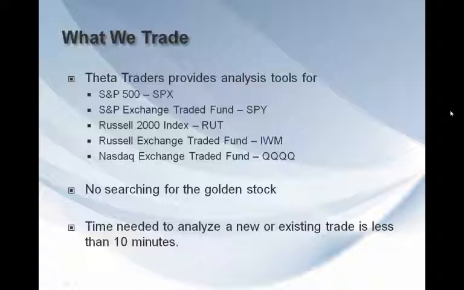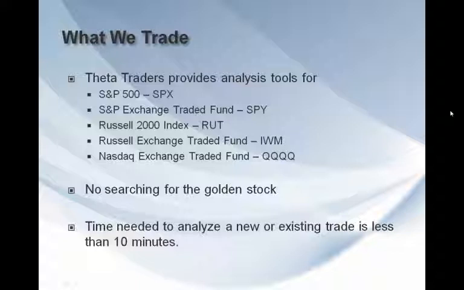They are made up as a composite of many stocks in the same sector. The 5 symbols traded are SPX, which is the S&P 500, the SPY, the S&P ETF, RUT is the Russell 2000 index, IWM is the Russell ETF, and finally the QQQs, the NASDAQ Exchange Traded Fund.